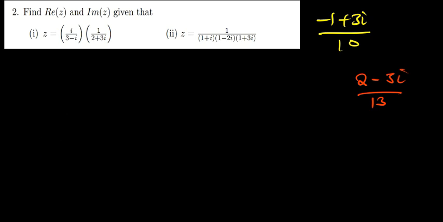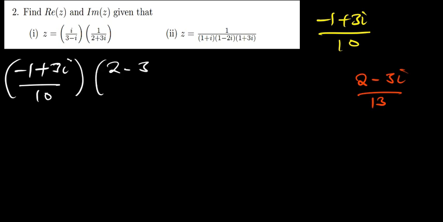So now I'll have this. I'm multiplying negative 1 plus 3i divided by 10, in the brackets, by 2 minus 3i divided by 13, like that.